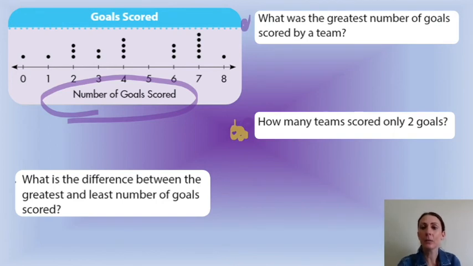How many teams scored only 2 goals? So let's unpack that. That means that I want to know how many teams, the number of teams that scored only 2 goals. Not 0, not 1, not 8, not 7, 2 goals. Take a couple minutes, pause the video, and come up with those answers on a separate sheet of paper by yourself. And then when you're done, come check back in with me and we'll compare answers. So go ahead and pause now.